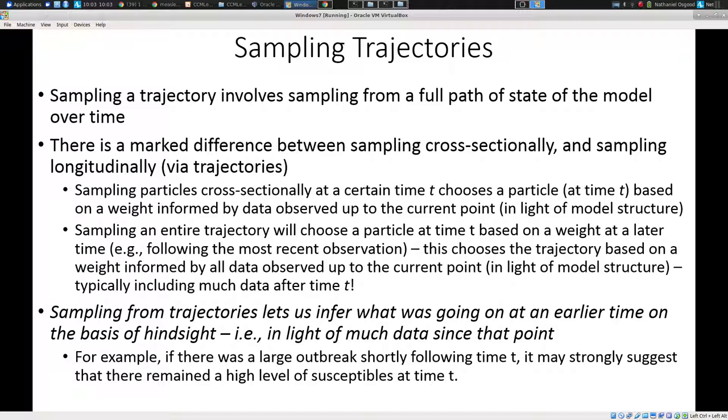That weight tells us how consistent this particle has been with the evidence up to this point. So we're going to take the weight at the final time, and we're going to pick from trajectories according to the weight at their final point. In other words, each particle is associated with the weight at the final time, and we're going to pick one of them with a probability according to the weight.